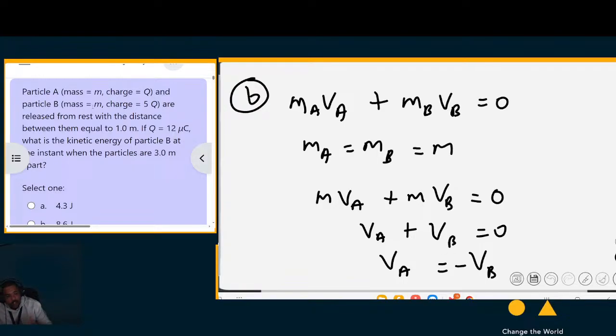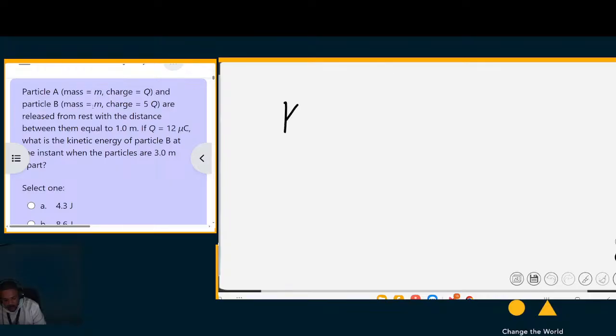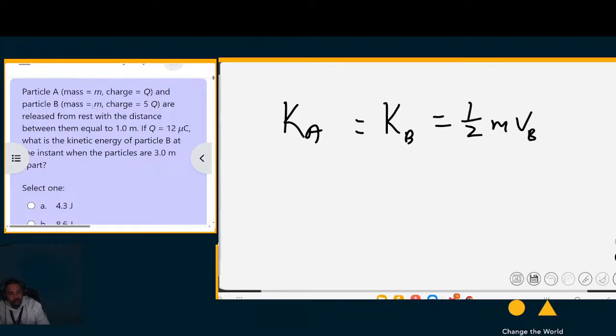Since their velocities have equal magnitudes, their kinetic energies must also be equal, because kinetic energy is equal to half m v squared. So we can say that the kinetic energy of A is equal to the kinetic energy of B, because their velocities are the same and their masses are the same, which is equal to half m vb squared. We don't actually need to write Vb, we can just write V.